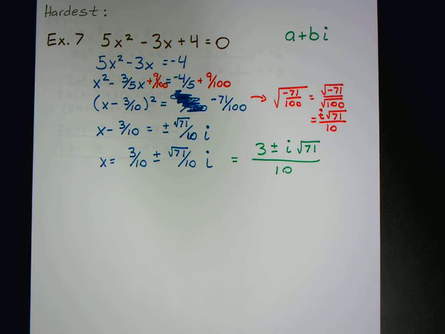My question is, when in real life would I get that kind of problem? Like when would I get 5x squared constantly? In real life, you probably wouldn't.